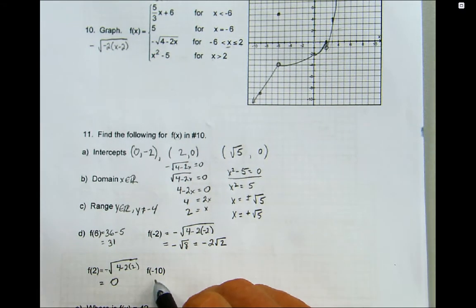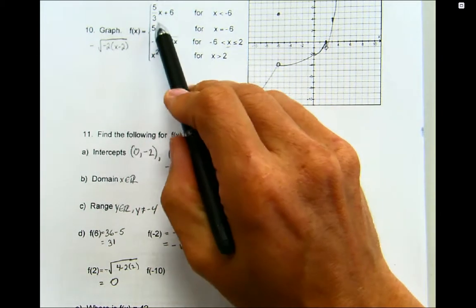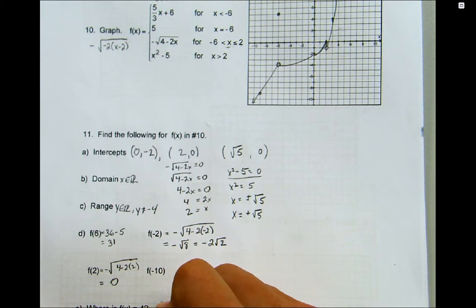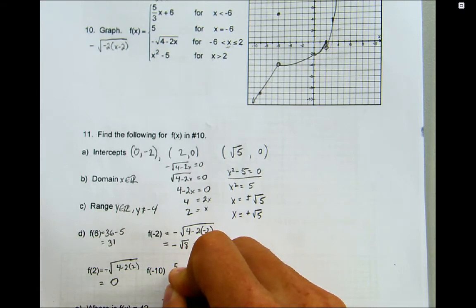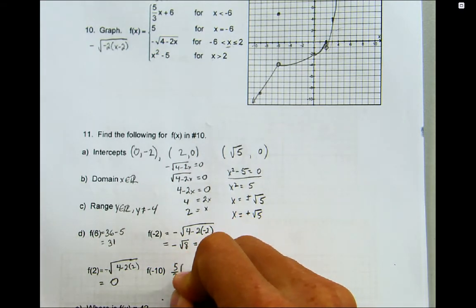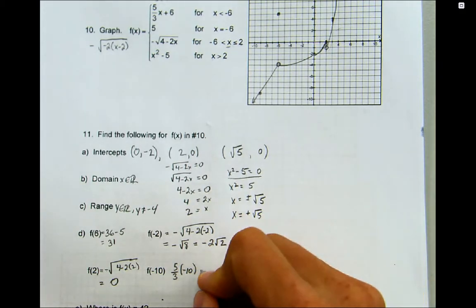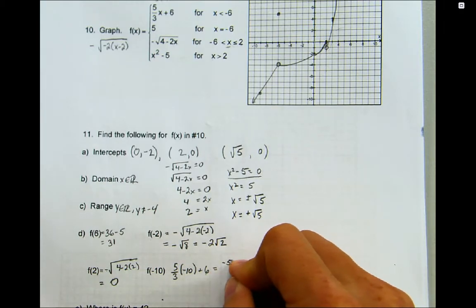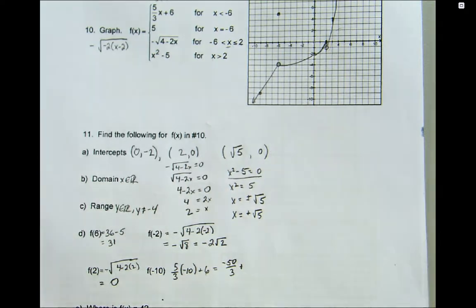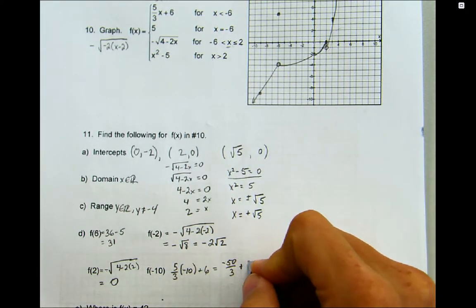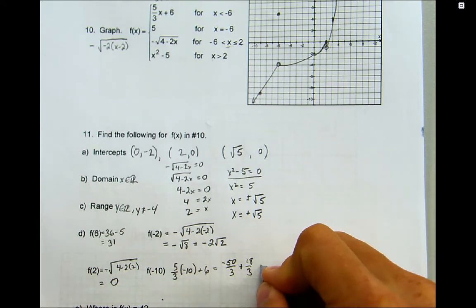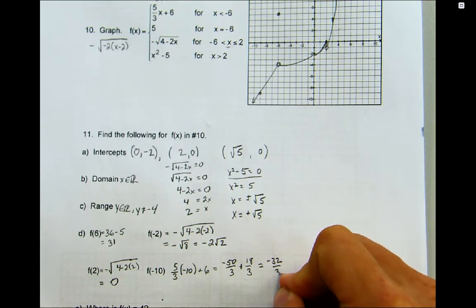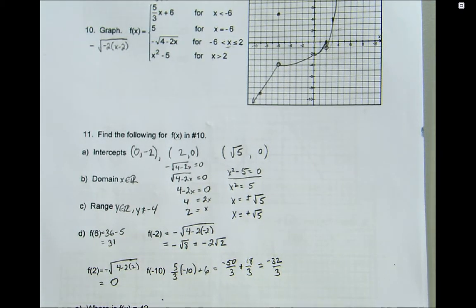Okay, so when 2 goes in, 0 comes out, and that makes sense because that's where our curve is defined, right? And last but not least, f of minus 10 is going to go into this one here because minus 10 is less than negative 6. So I'm going to go 5/3 times minus 10 plus 6. Now this is going to be a little ugly. You've got to do a little fraction work here, right? So let's work through this. That means I've got minus 50 over 3 plus 6, which is the same as 18 over 3, which gives me, what's that going to be? Negative 32 over 3. This looks all right.